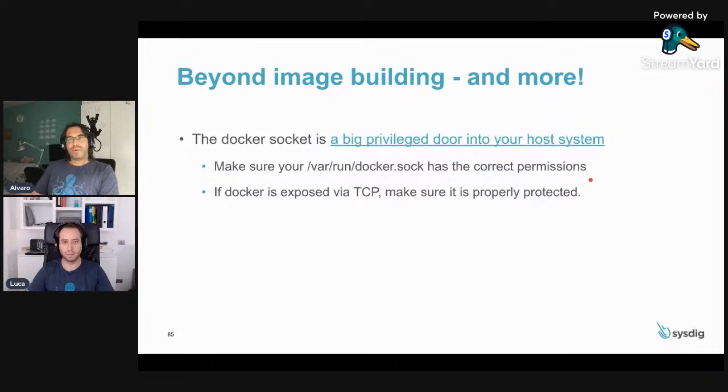And finally, threats are present even before you build your first image. The Docker socket itself is a big privileged door into your host system, the system where the Docker daemon is running. Having access to the Docker socket means that you can execute privileged commands in the host system. So make sure the permissions for /var/run/docker.sock are set correctly. That is the reason why Luca had to execute sudo for his first Docker test, right? And especially if the socket is exposed via TCP over a network, make sure it is properly protected using a proxy, TLS, or whatever.